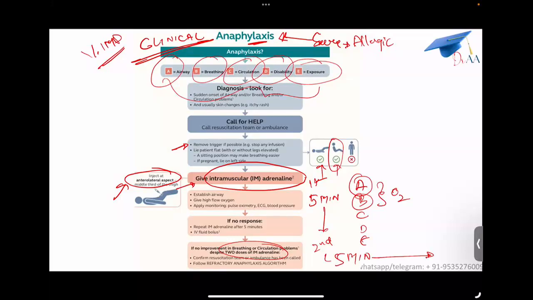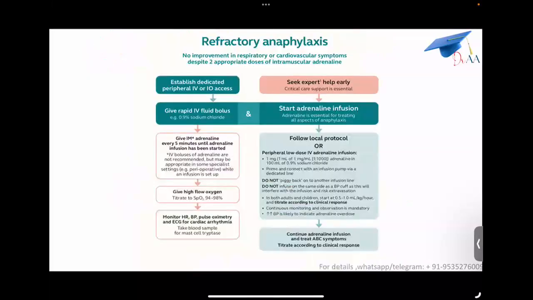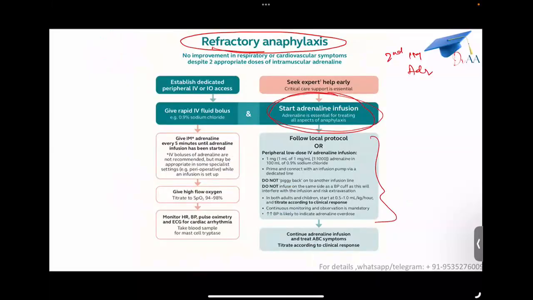After the second dose of adrenaline, if the patient persists to be in anaphylaxis or anaphylactic shock, that's when we label them as refractory anaphylaxis. Refractory anaphylaxis needs to be treated with adrenaline infusion. So the next step after the second dose of IM adrenaline is starting an adrenaline infusion. You need not remember the dosing of adrenaline infusion. You just follow the local protocol.